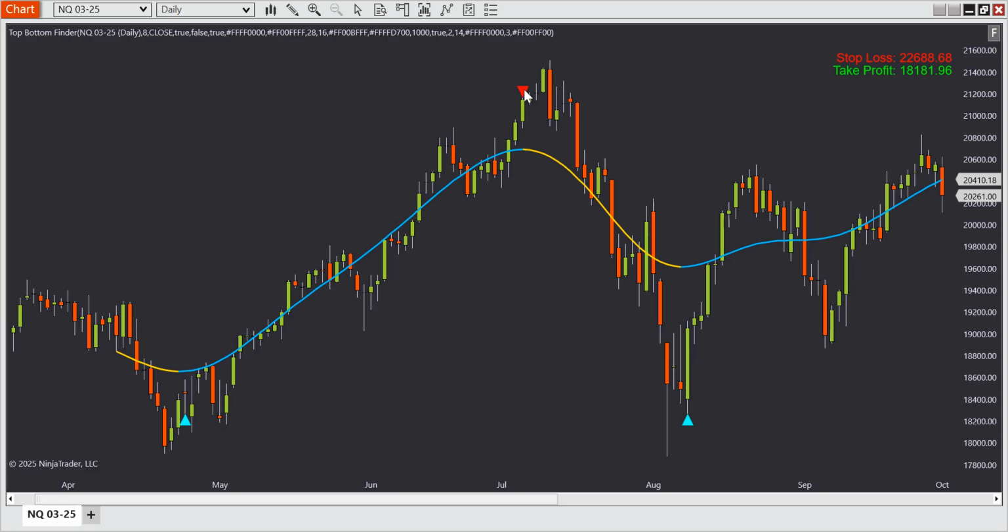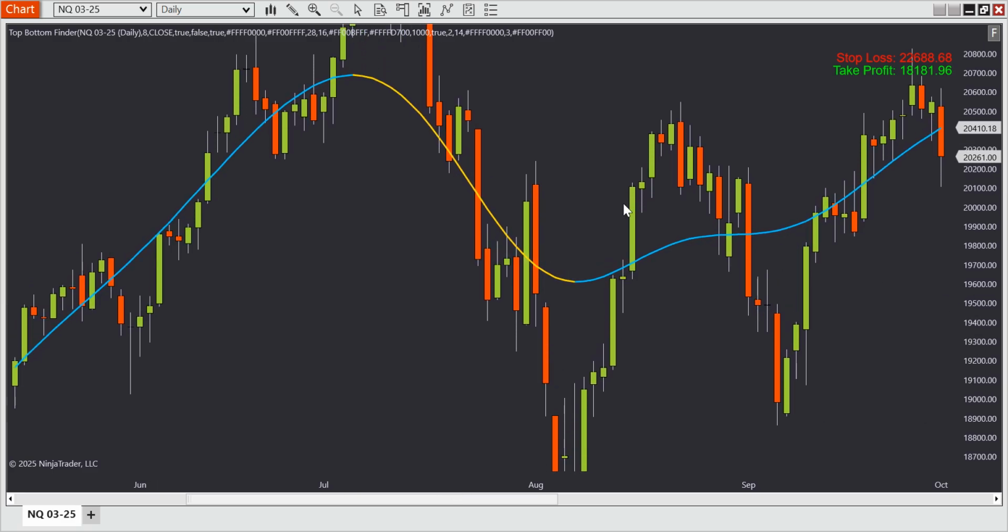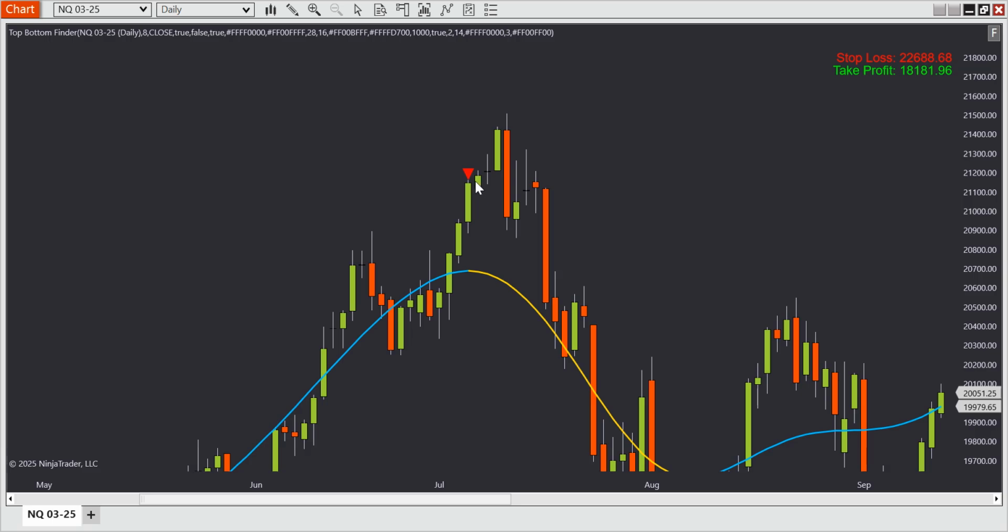Now, yes, we see this sell signal form, and we see another kind of small push up. But I'm going to put a fib on here and show you how I use some deviations.